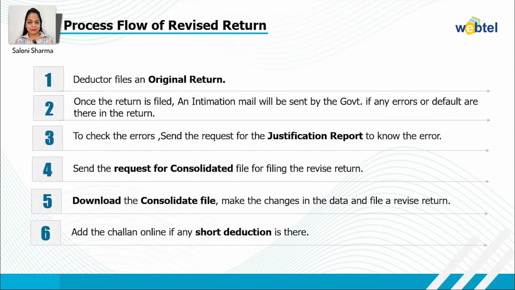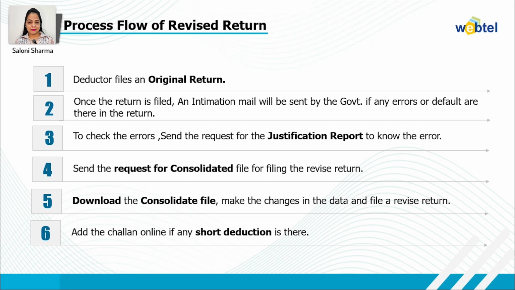Now let's look at the process flow of filing a revised return. In the first step, an original return for a particular quarter will be filed by the deductor, and once the return is filed, an intimation mail will be sent by the government to the deductor if any errors or defaults are there in their return. And to check the errors, the deductor needs to send the request for the justification report, because in the justification report all the errors and defaults will be reflected.